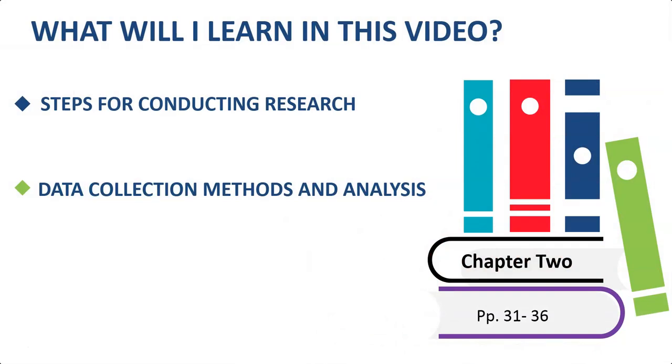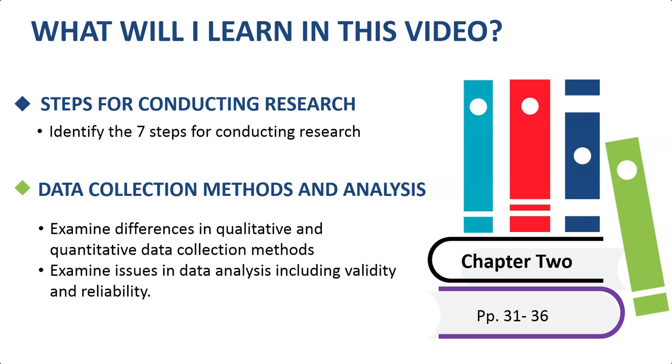You should now be reading along in Chapter 2 of your textbook, and the section on research methods is pages 31 to 36. So in this unit, you're going to look at some of the steps for conducting research, and you're also going to look at the differences between qualitative and quantitative data collection methods, and you're going to examine some issues in data collection and analysis.